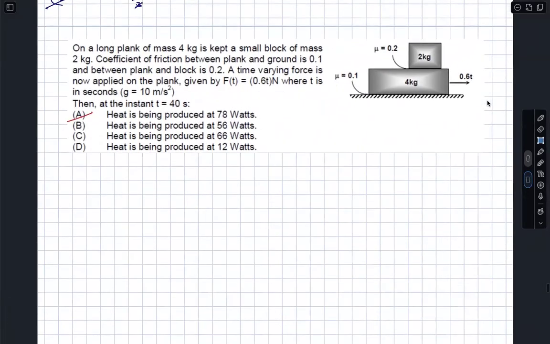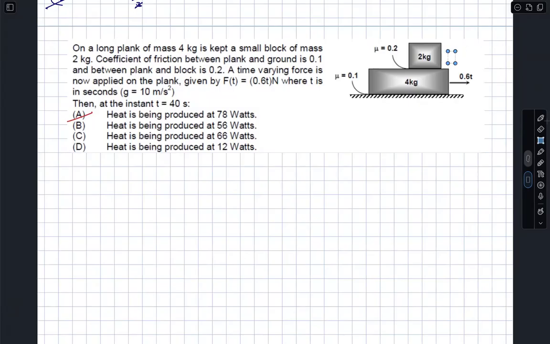Right. This question relates to friction, work, energy and power. Consider a long plank of mass 4 kg. See, when we face such a question, don't panic. Your aim should be very clear in such questions. You should be good at reading the question carefully.